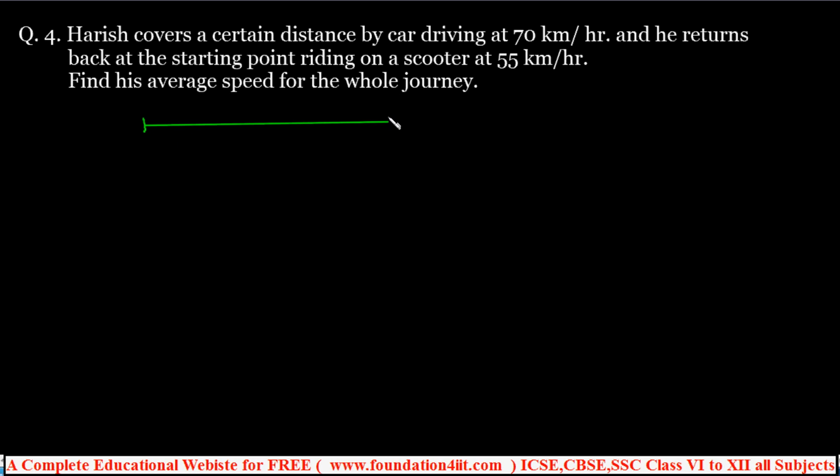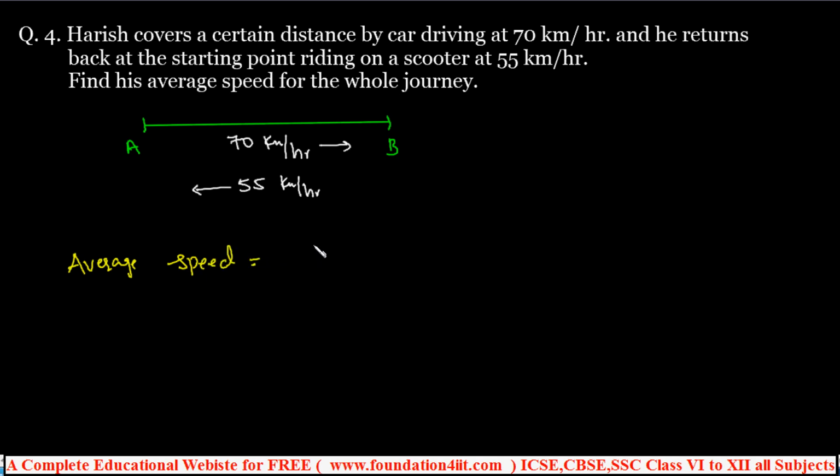So whenever the distance is same, and he is going from A to B with speed 70 kilometers per hour and returning at 55 kilometers per hour. Now, one speed is x and another speed is y. Then average speed is equal to, you know the formula from the starting, that is 2xy by x plus y. Here x is one way up and y is down, so up and down.